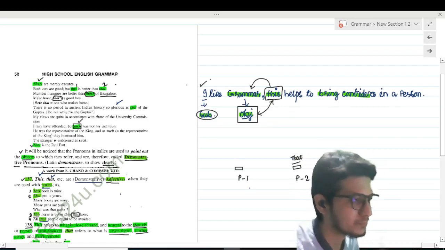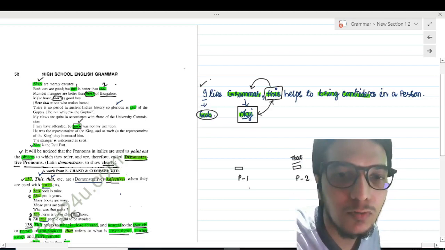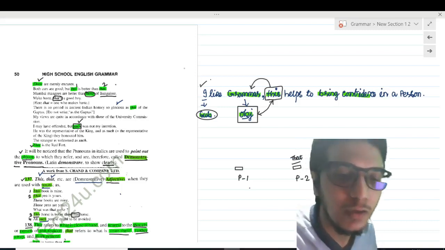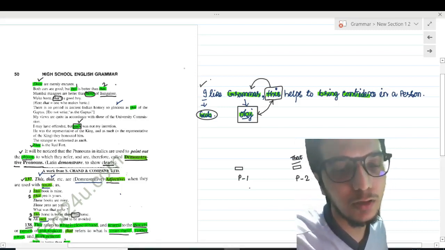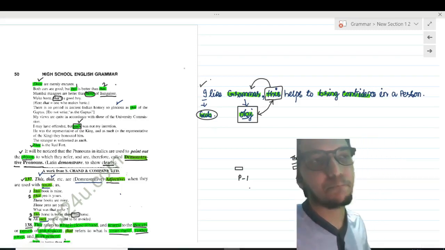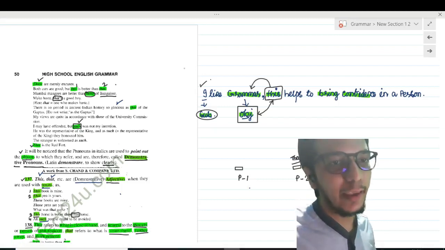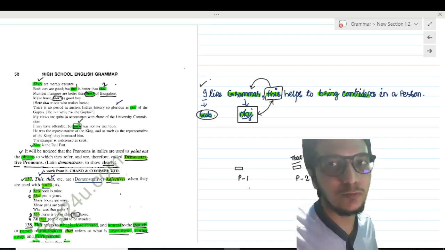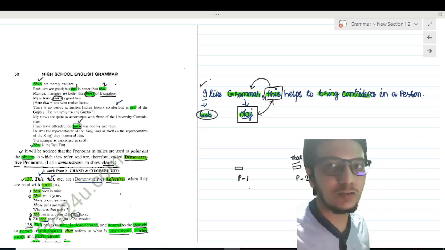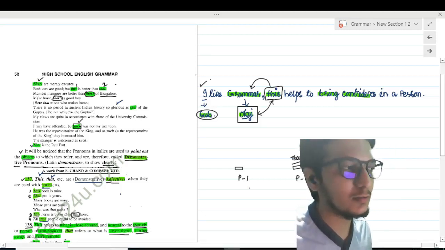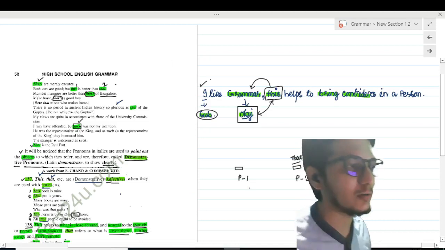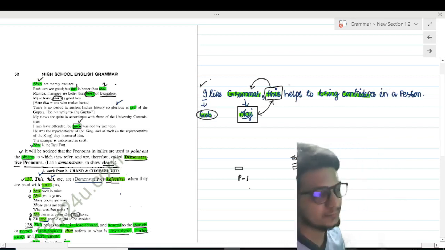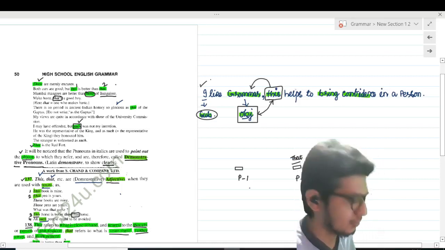For your understanding, you can read all the examples given in the book, but I will read a few of them, and I will also give one extra example from my understanding. That example is this. I like grammar. This helps to bring confidence in a person. In this sentence, this is the demonstrative pronoun.